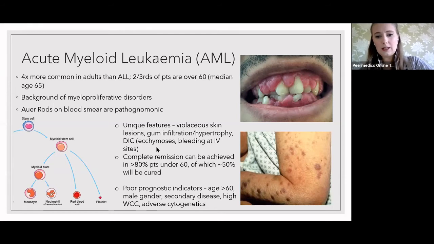Unique features: you get these weird violaceous lesions and the gum hypertrophy, which you've got pictures of on the right. The only way I can understand that occurring is to say that the myeloid cells deposit when they overspill into the skin. That's not a very technical explanation of it, so go and look it up if you want to, but that's how I explain it in my head, and I don't entirely know why that happens.